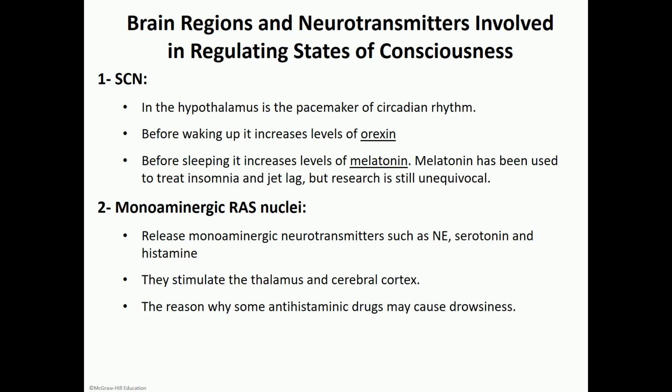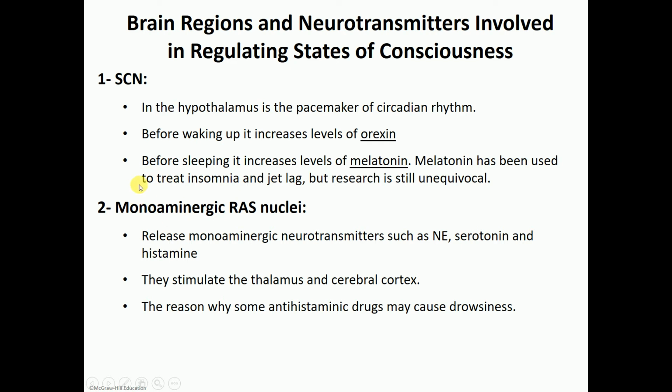Okay, so again, here are all of the different nuclei. So we've got the suprachiasmatic nucleus that's found in the hypothalamus, and that is really the pacemaker of all of our circadian rhythm. Before we wake up, it starts to increase the level of orexin secretion, and before we sleep, we start making more melatonin. Melatonin has actually been used to treat insomnia, which is the inability to fall asleep, and it also is used in treating jet lag. Okay, but it works in some patients, not others. It's not really scientifically proven to work.